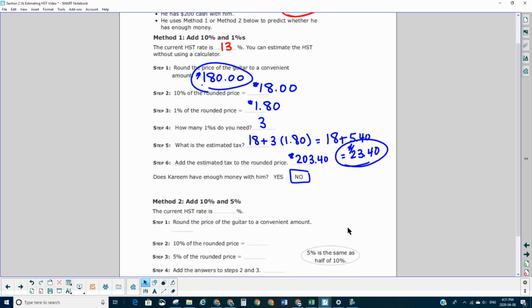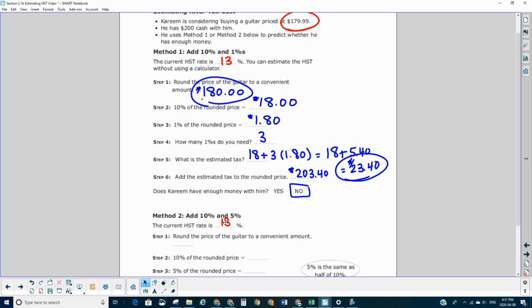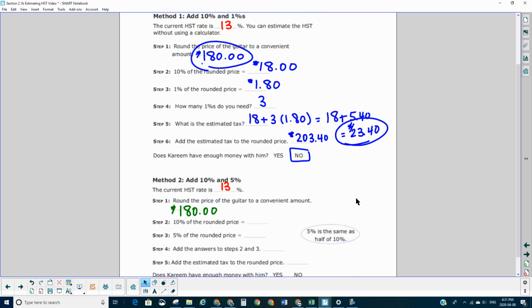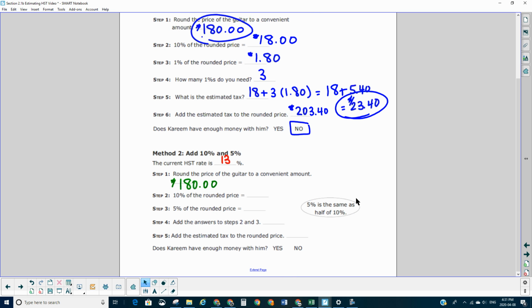Let's try method two. Still 13%, and we're still going to round it to $180. But hopefully you'll see that this is quite a little bit easier. 10%, one decimal place to the left, is 18. 5% is going to be half of that at $9. Add those two amounts up, 18 plus 9 is $27.